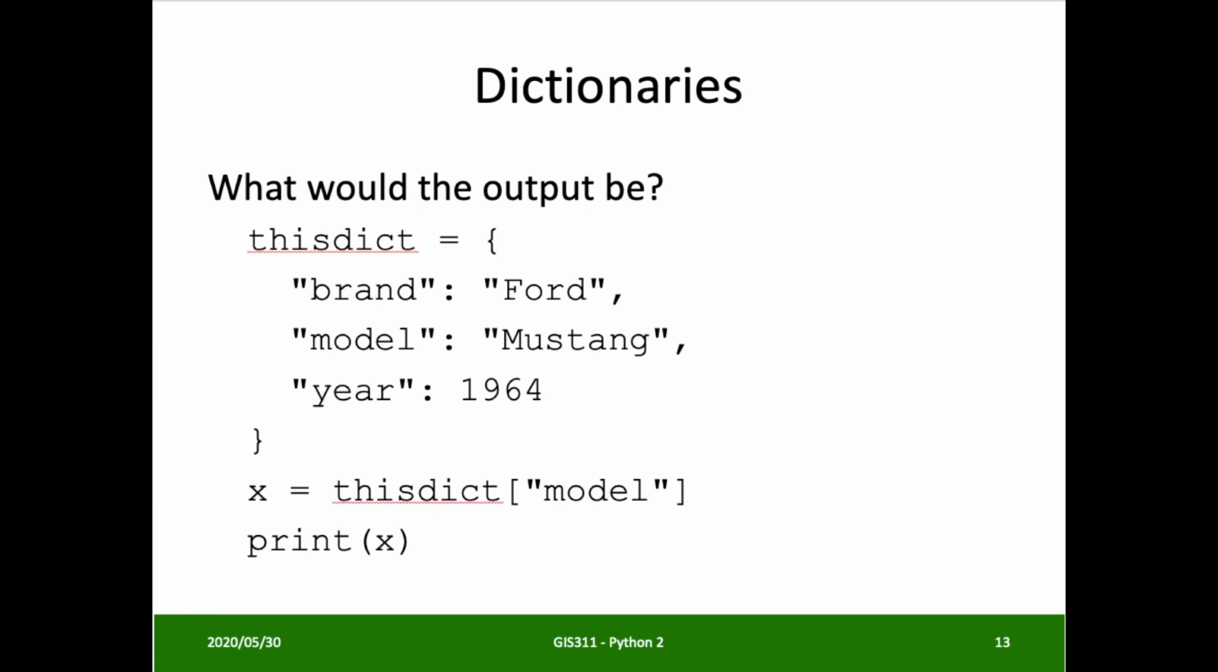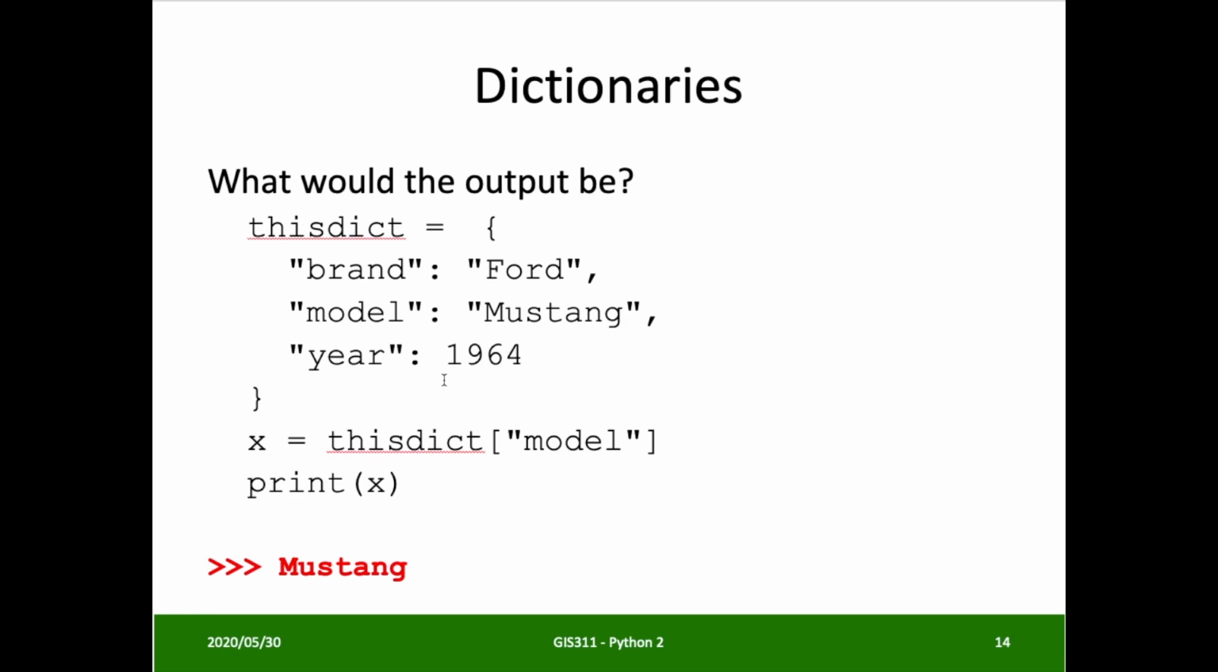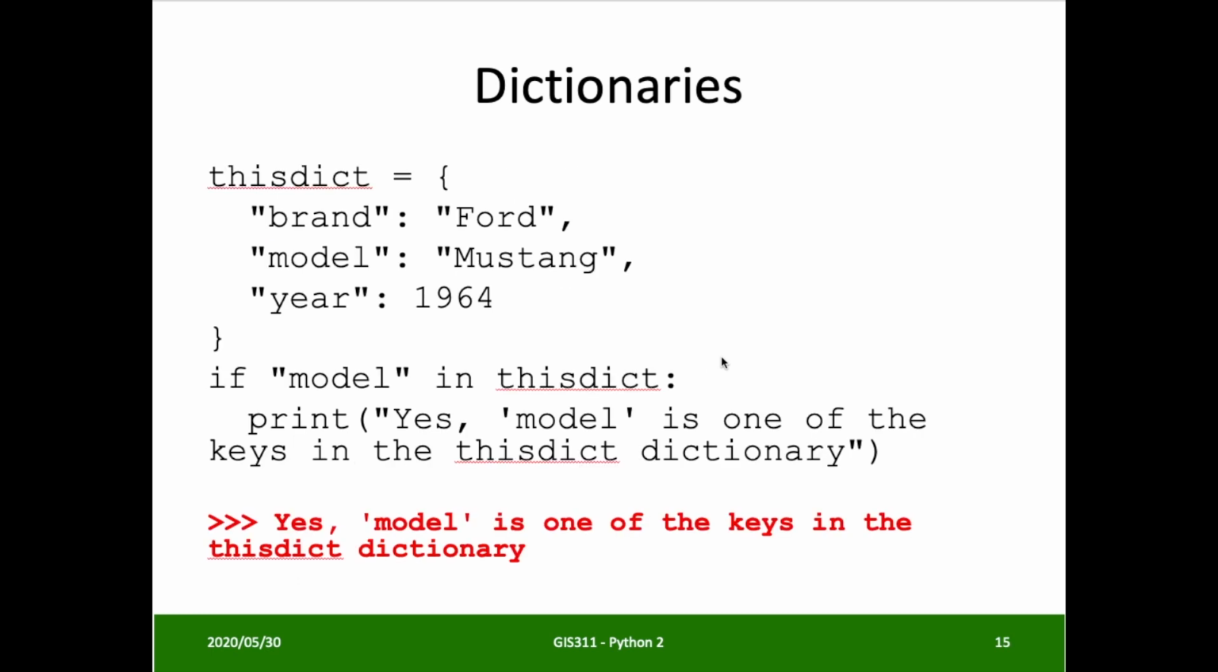Okay, so if we want the following, we have the same dictionary, but now we ask for X equals this dictionary where model, and we need to print out X. What would we print out? We would print out Mustang, because it will go to the key, which is model, and get us that value, which is Mustang. Okay, in this case, there's just another example.